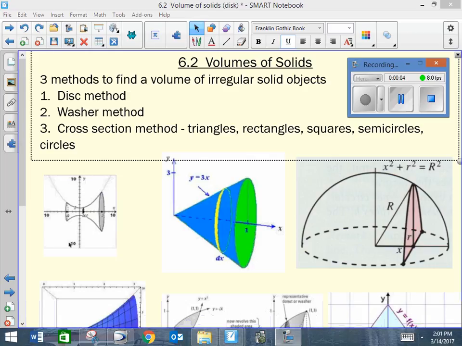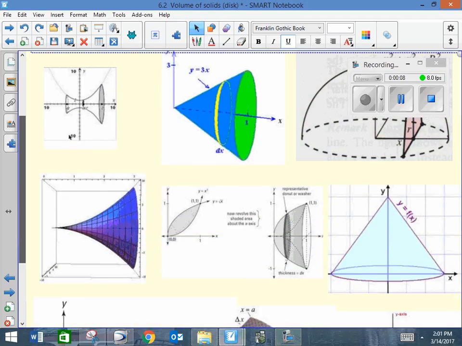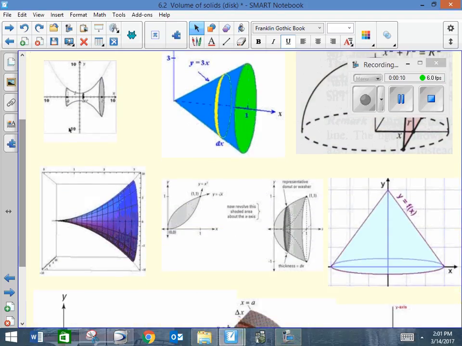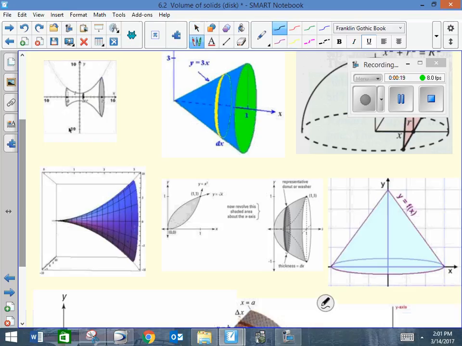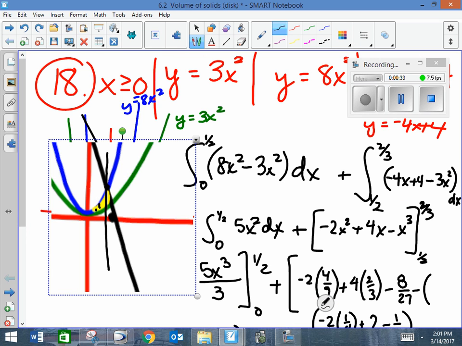Okay, so we have three methods. We're going to talk about this method. These pictures are taking your area and rotating it and creating your solid. So this one, say this would be my area. We're going to find the area the same way. You're going to enclose it. It's going to say here are your boundaries, just like you did for this thing.